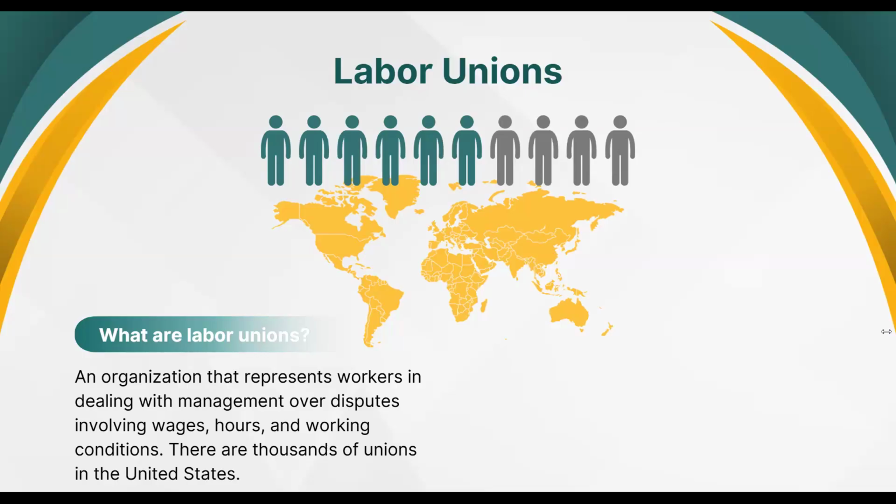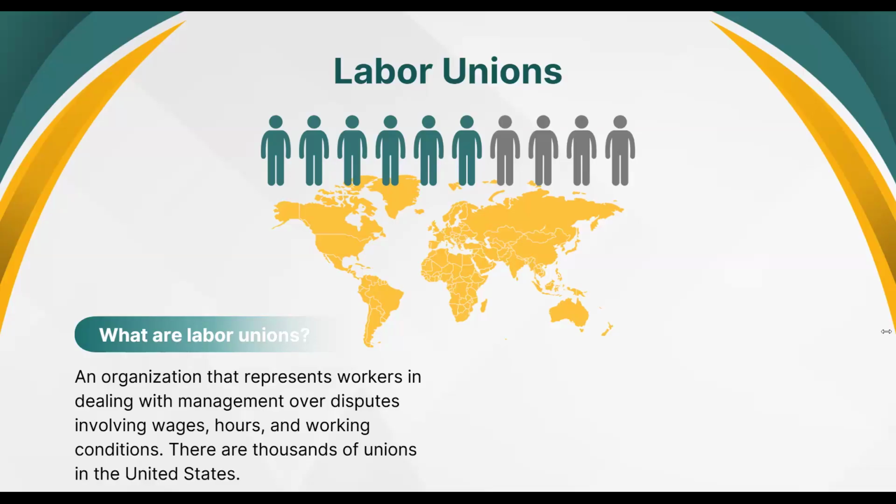Some examples of these unions are: one, the Industrial Workers of the World, which is a labor union that believes in replacing outdated forms of organization with an industrial system. The second one is the International Longshore and Warehouse Union, also known as ILWU. It's a labor union that represents dock workers on the West Coast of the United States.